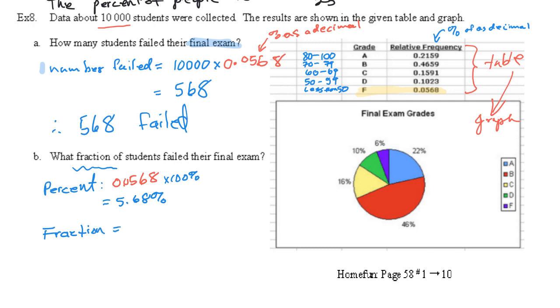Now, if I wanted to find the fraction, it is equal to the number that failed divided by the total. In this case, we've got 568 divided by 10,000. And that is our answer for our fraction of students who failed.